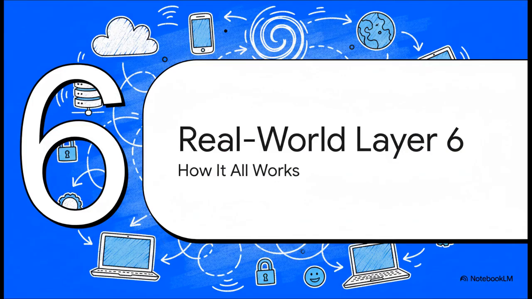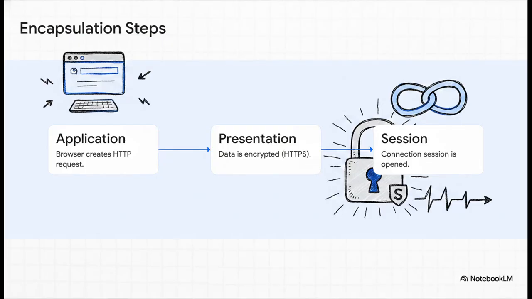All right, Section 6, real-world Layer 6. Let's see this in action. Let's zoom back out and look at the exact top-down encapsulation flow when you open a secure website in your browser. Step 1, you type a URL, and the application layer creates that initial HTTP request. Step 2, that request drops down to Layer 6, the presentation layer. This is where it formats the data and encrypts it, magically turning HTTP into HTTPS. Step 3, it drops down to the session layer, which opens the connection to the server. This whole process, encapsulation, just keeps adding information at each layer until your request is blasted out as electrical signals.